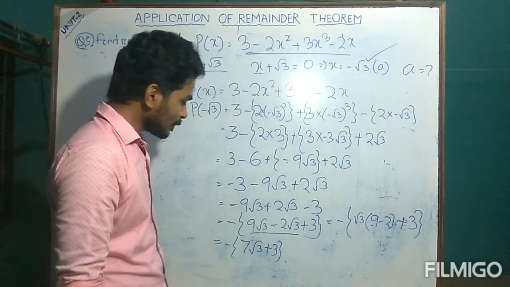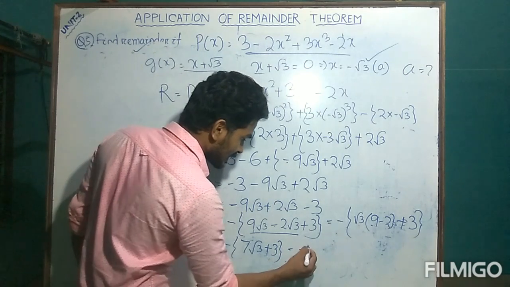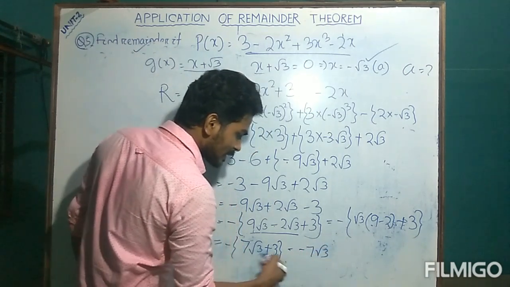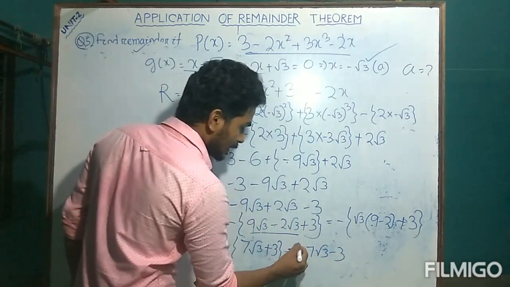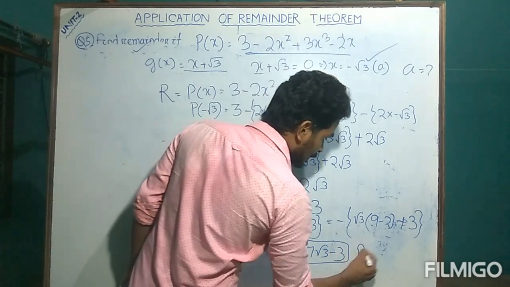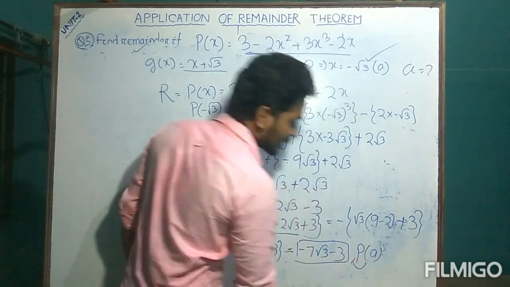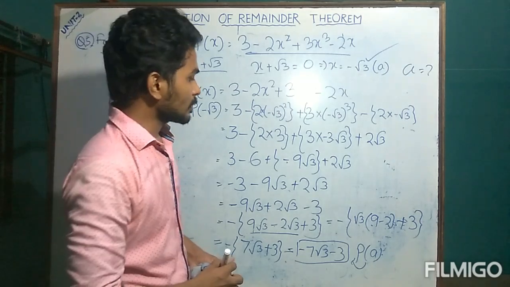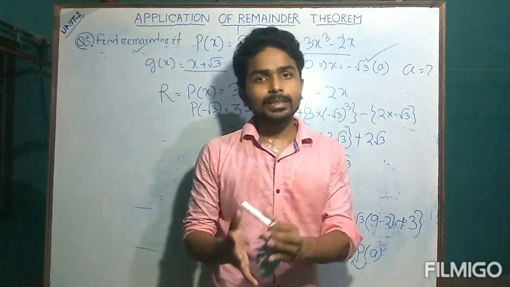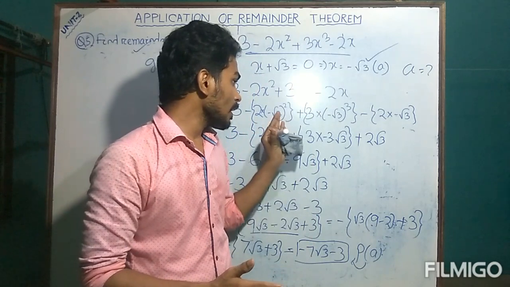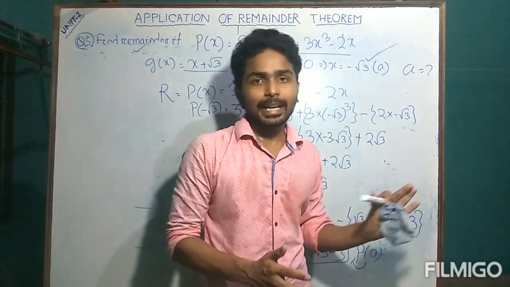Here after opening the bracket we have minus 7 root 3. All the signs will be changed. Minus 3. This is the value of the remainder by using the remainder theorem. So these are some problems you can do with proper care while calculating the bracket. Okay.